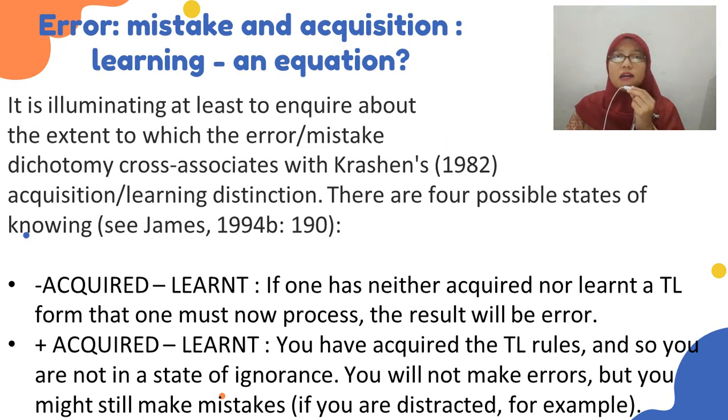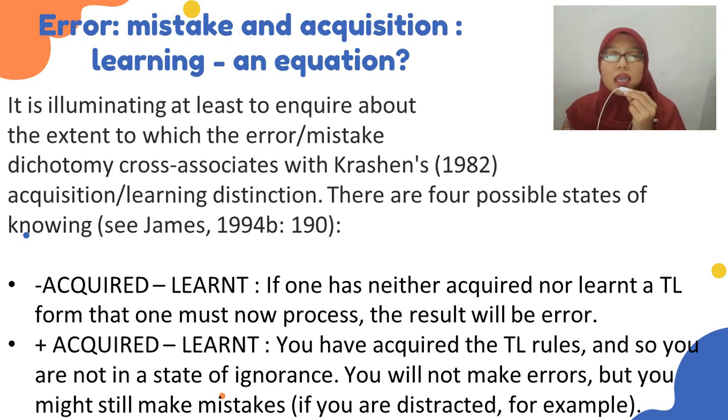Okay, next, error, mistake, and acquisition. Learning and acquisition. What does it mean? Actually, it is illuminating at least to inquire about the extent to which the error or mistake dichotomy cross-associates with Krashen's 1982 acquisition or learning distinction. There are four possible states of knowing. See James 1994b, page 190.